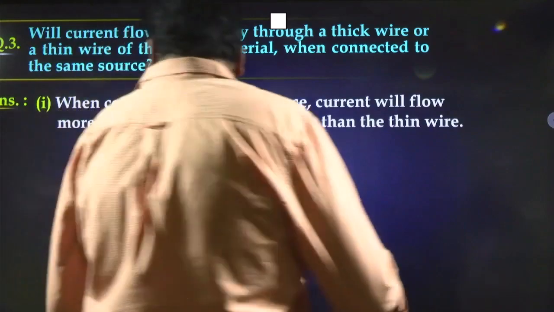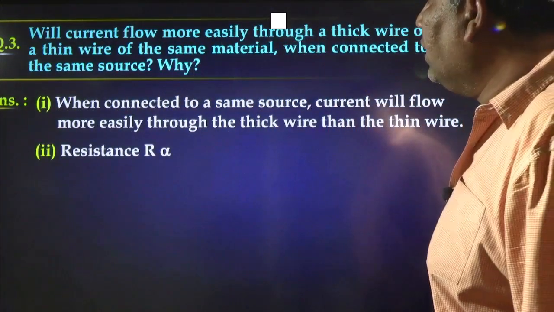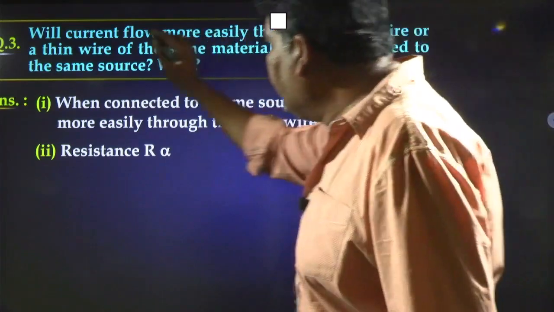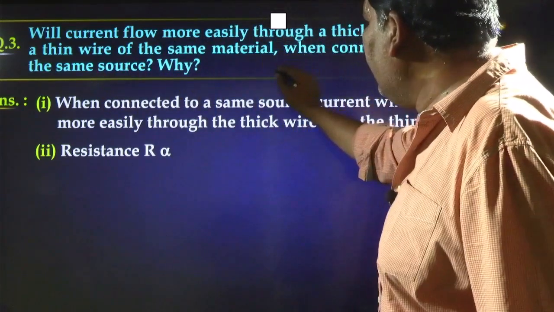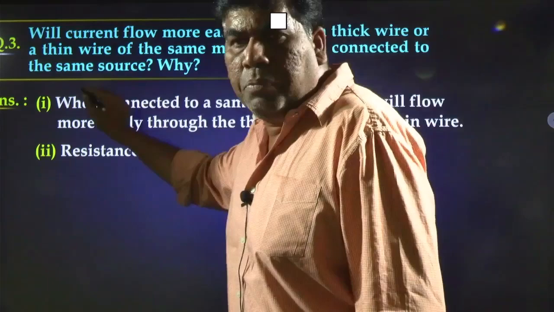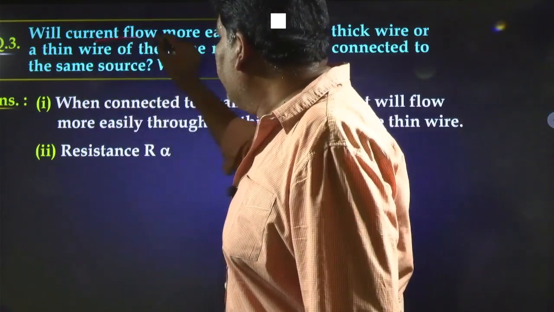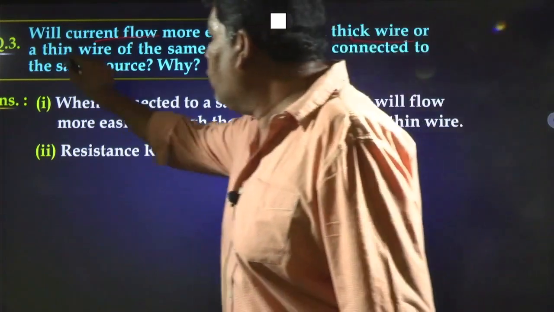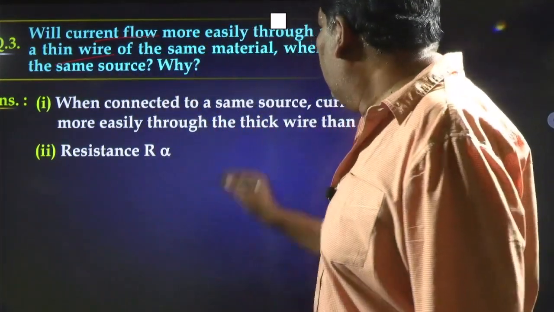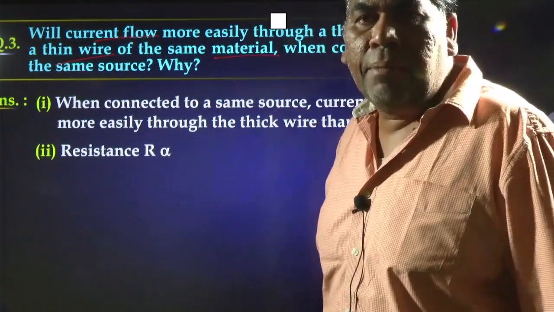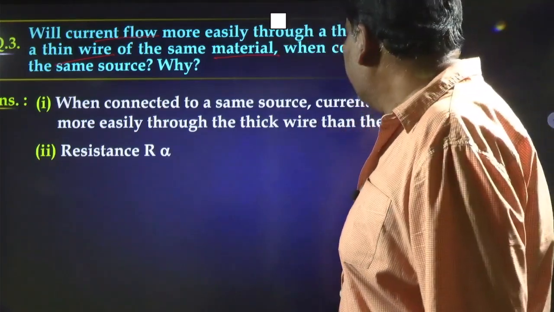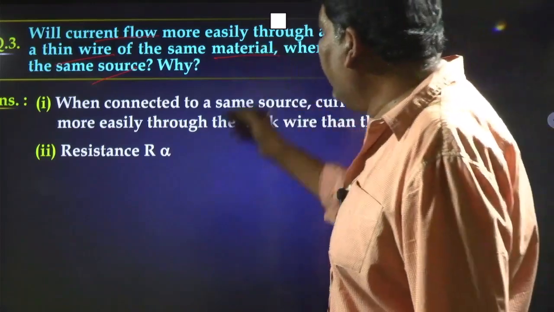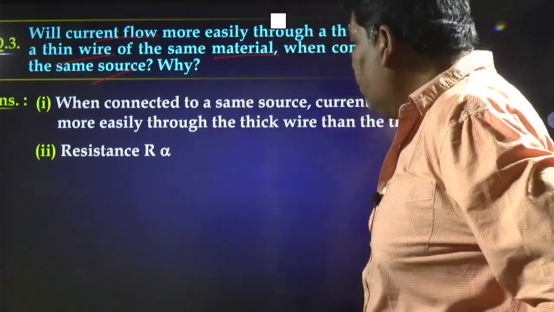Third question. What is the question, children? Will current flow more easily through a thick wire or a thin wire of the same material when connected to the same source? Here they are asking about current flow through a thick wire and through a thin wire. But both of them are made with the same material and connected to the same source. Then we have to understand what will happen.